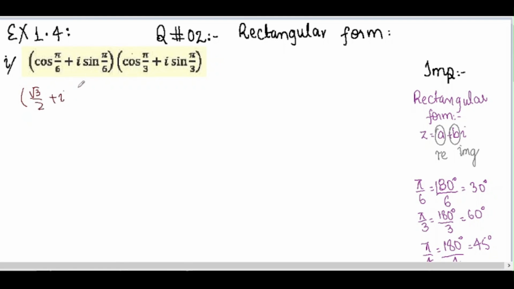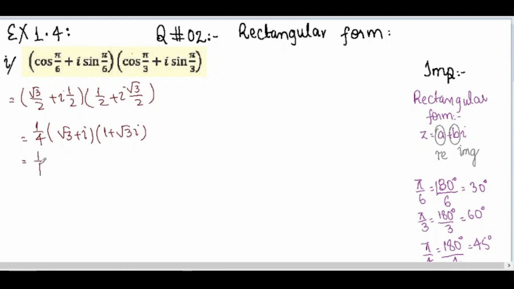Now sin pi by 6 is sin 30, which is 1 by 2. You can calculate it. And then cos pi by 3 is cos 60, which is 1 by 2, plus iota into sin pi by 3, which is sin 60, which is square root of 3 by 2. Now we are going to take 1 by 2 common in both these terms. So it gets 1 by 4 into square root of 3 plus iota into 1 plus square root of 3 iota. Now we are going to multiply these two complex numbers.